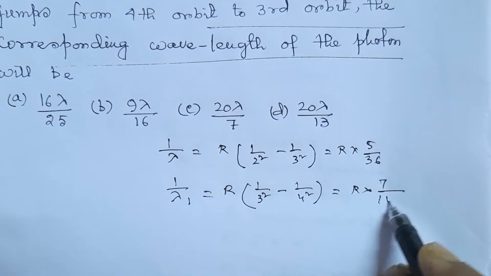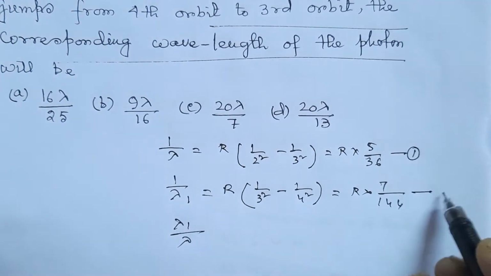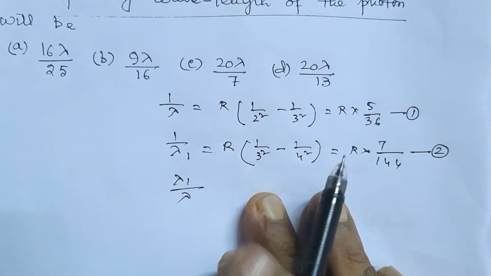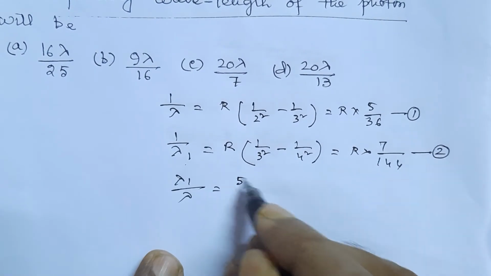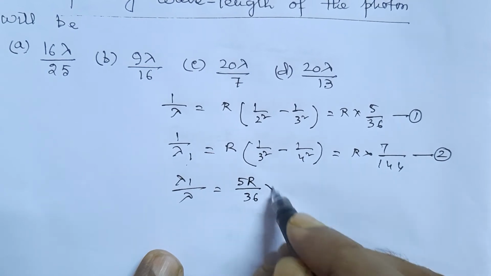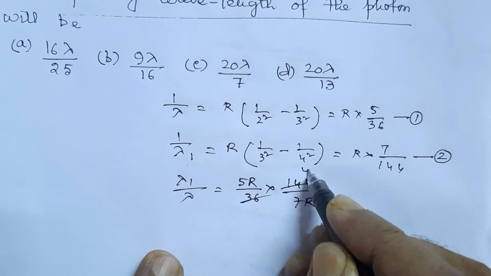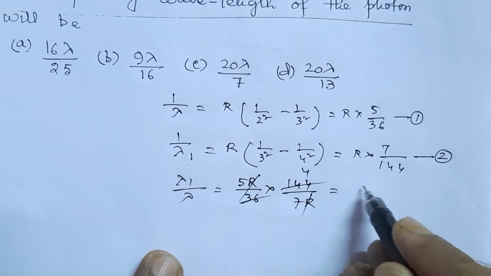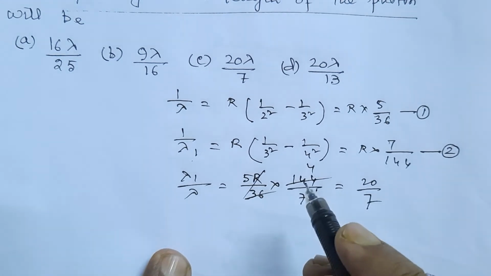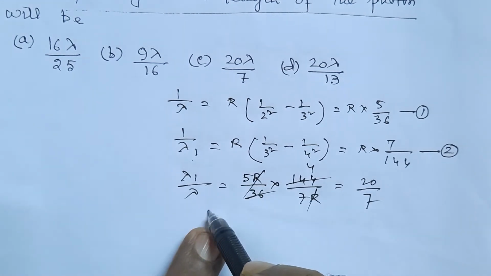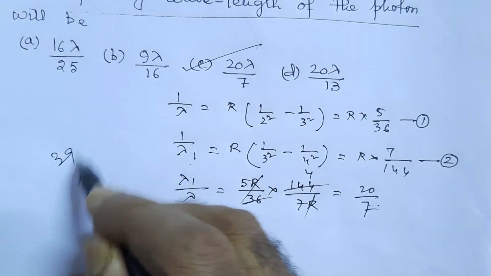So lambda 1 by lambda, dividing equation 1 by equation 2, equals 5R by 36 into 144 by 7R. 36 into 4 is 144. R being cancelled out, that is 20 by 7. So lambda 1 equals 20 lambda by 7. C is the correct choice. So the correct answer of question number 39 is C.